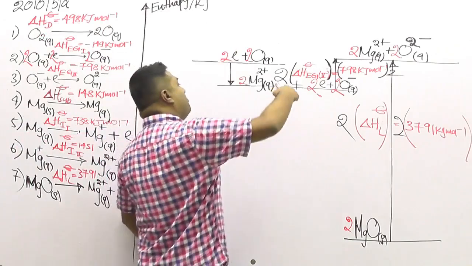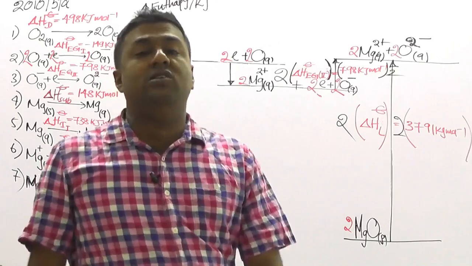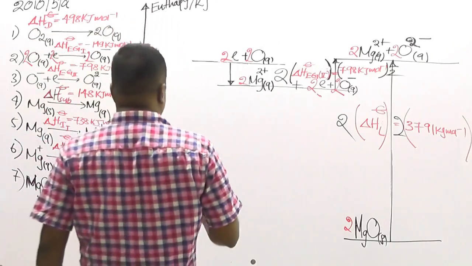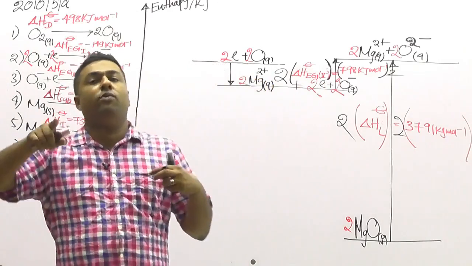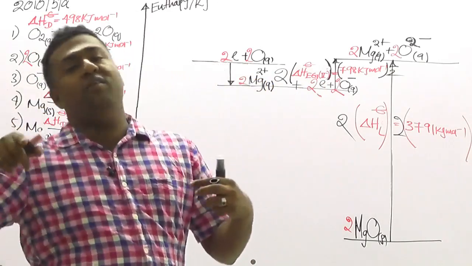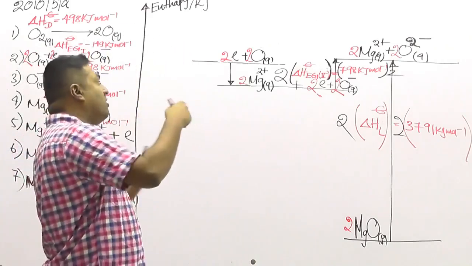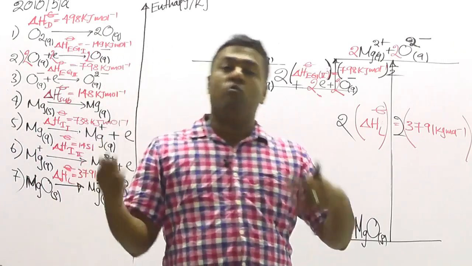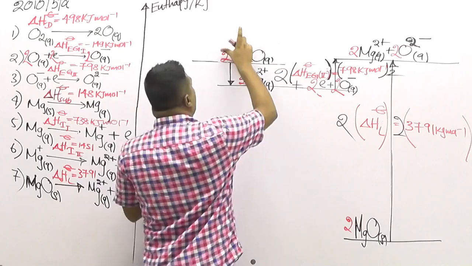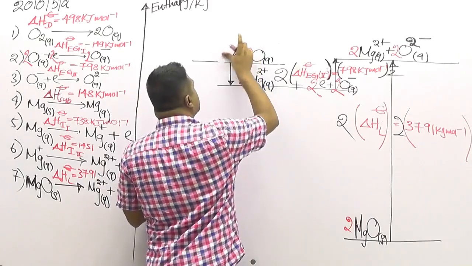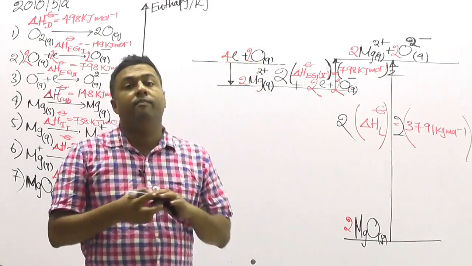To get a balanced chemical equation, you need 4 electrons, right? Because 2 plus 2: 2 electrons for the conversion, and you have 2 more electrons on the product side. So altogether, 2 plus 2, you need 4 electrons in this step.